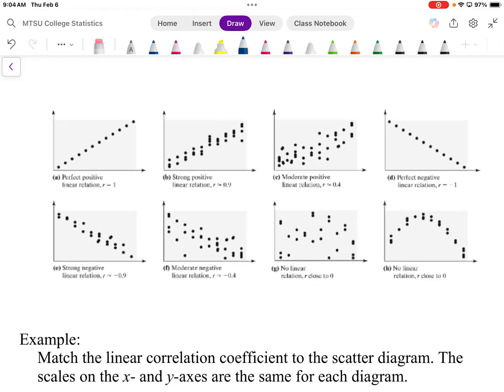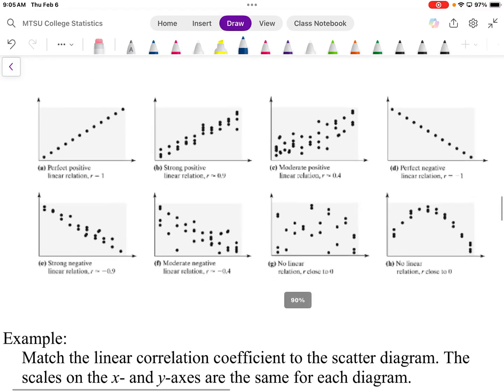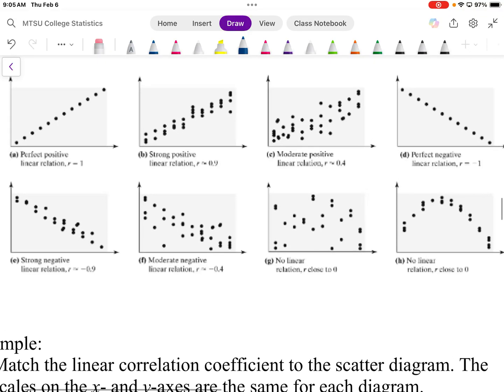So here we have, again, a range of values, just trying to give you a rough idea of how you would assign a numerical value of R to a picture. I do have an example of that. I think I saw some on the homework, but I also have an example later on where you get some choices and match up which one looks like about this. First thing I would always do is look at direction.